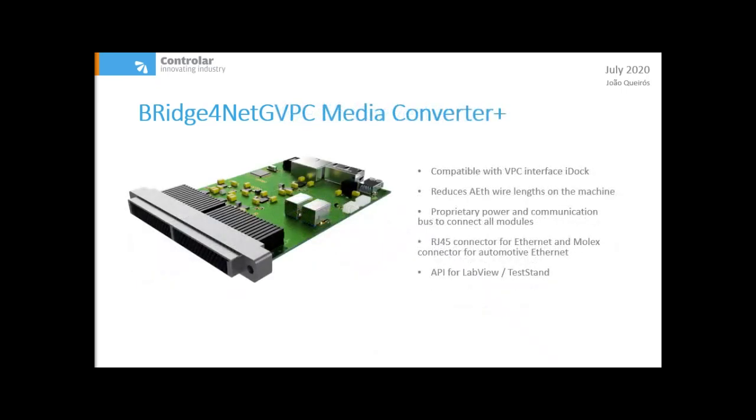Bridge4Net VPC was specifically developed to be attached to a VPC iDock interface. It features 4 media converters in different configurations. One media converter has both interfaces available inside the jig. There are 2 Ethernet interfaces available on the machine that are converted to 2 Automotive Ethernet inside the jig, and another one reversed with the Ethernet inside the jig and Automotive Ethernet on the machine. It also has 2 Ethernet pass-through interfaces and 3 USBs.